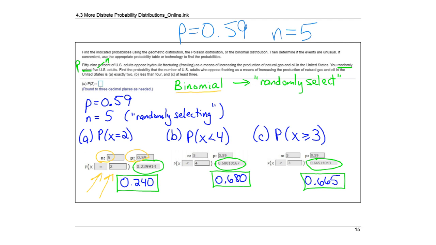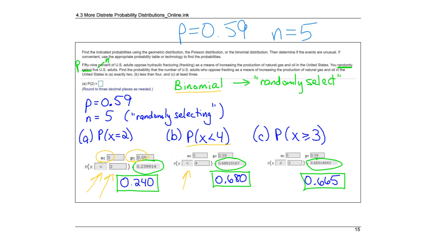For B, they asked less than 4. So that would be P of X less than 4 with the less than sign, not less than or equal, because it says less than 4. Again, all the same data goes in. Make sure you have a less than sign here. And we see that the probability of less than 4 adults opposing fracking would be 0.680.